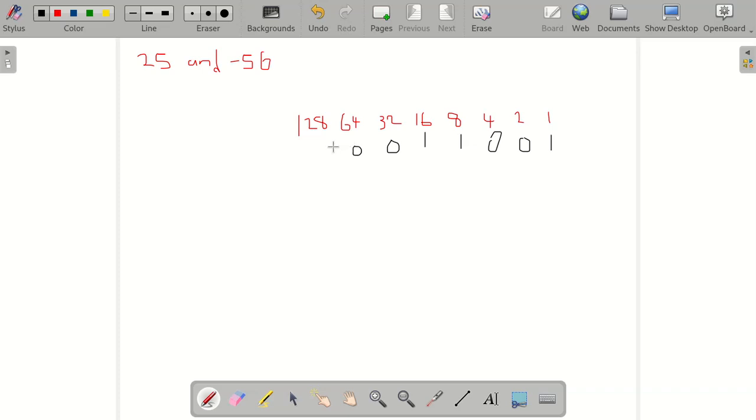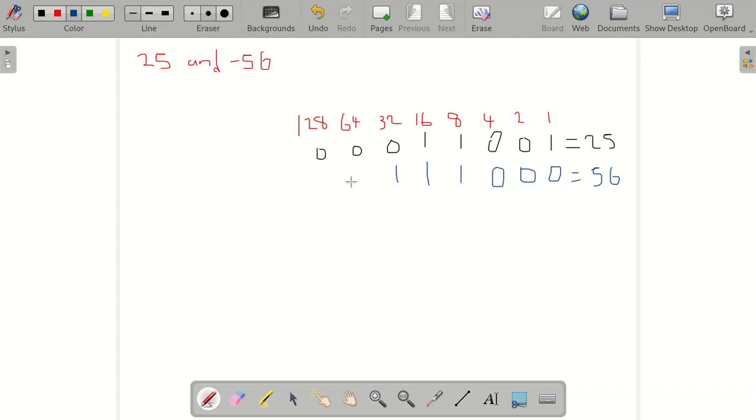So let's represent that 25. Now we have our negative 56. Before even going to the complement part, we just need to convert 56 into normal binary. So 56 will start at 32 plus 16, we have 48, plus 8, we have 56. So that's our 56 in binary.